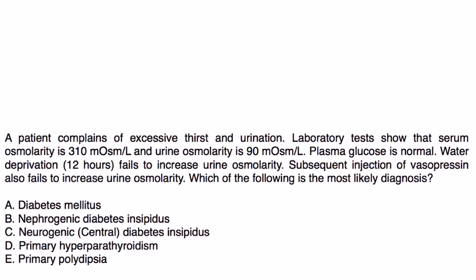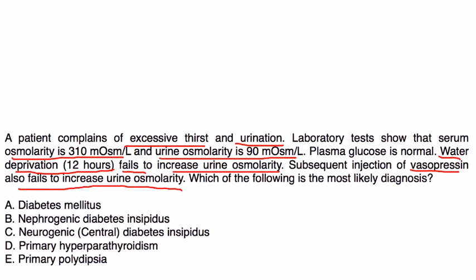A patient complains of excessive thirst and urination. Lab tests show that serum osmolarity is 310 and urine osmolarity is 90. Plasma glucose is normal. Water deprivation fails to increase urine osmolarity. Subsequent injection of vasopressin also fails to increase urine osmolarity. Which of the following was most likely diagnosis?